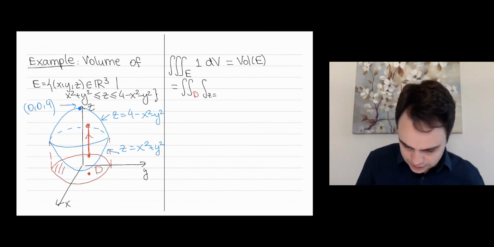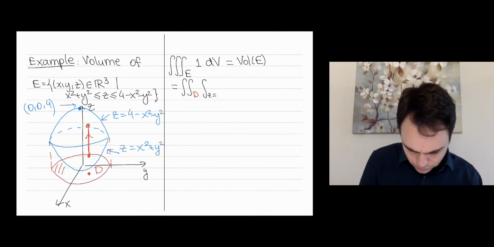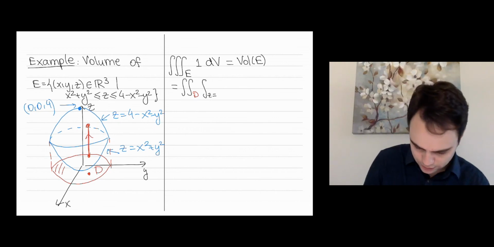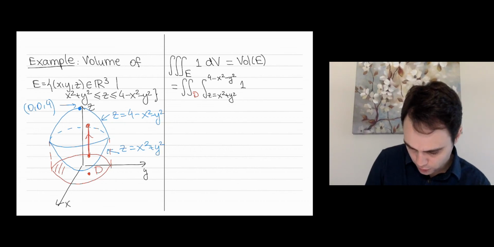So z starts at the bottom paraboloid where it's equal to x squared plus y squared, and it stops at the upper paraboloid where it's equal to 4 minus x squared minus y squared. And then you integrate the function 1 with respect to z dA.